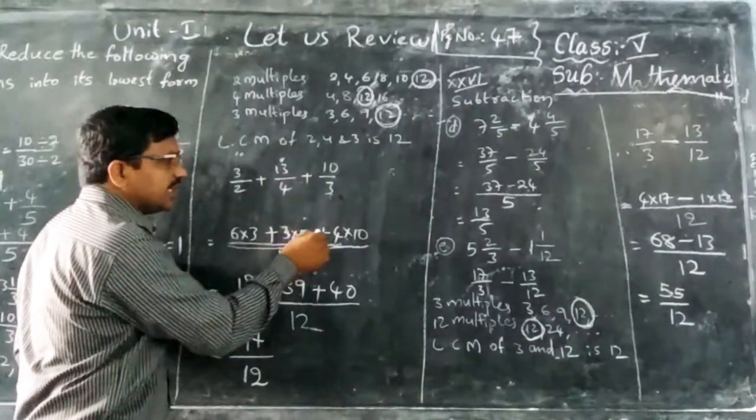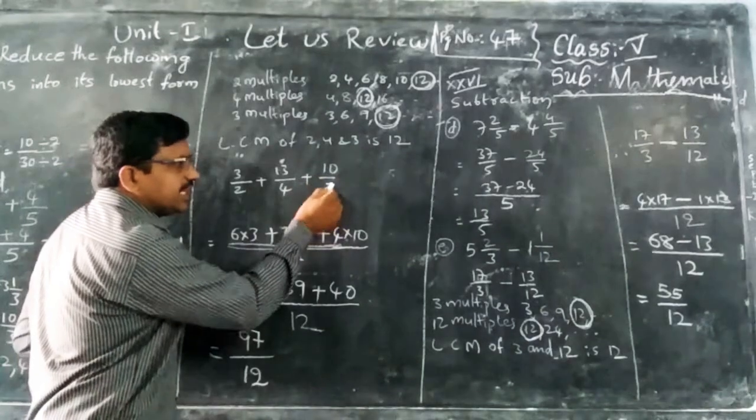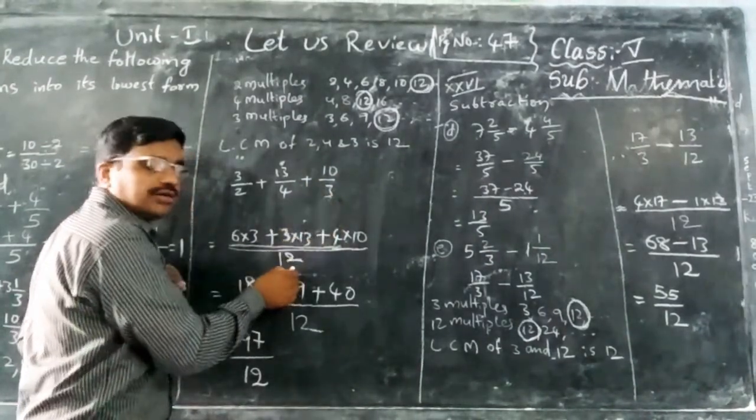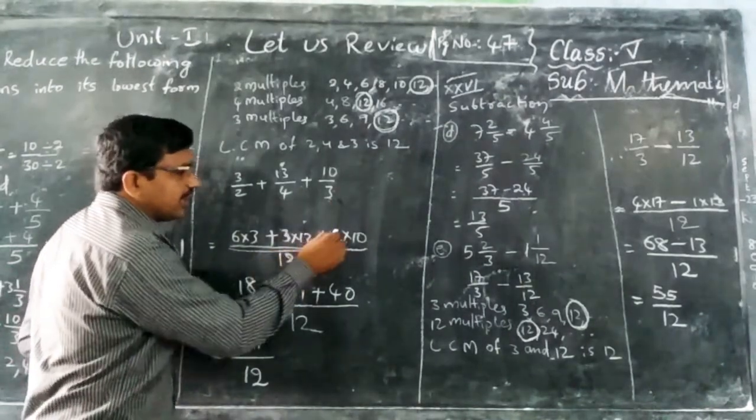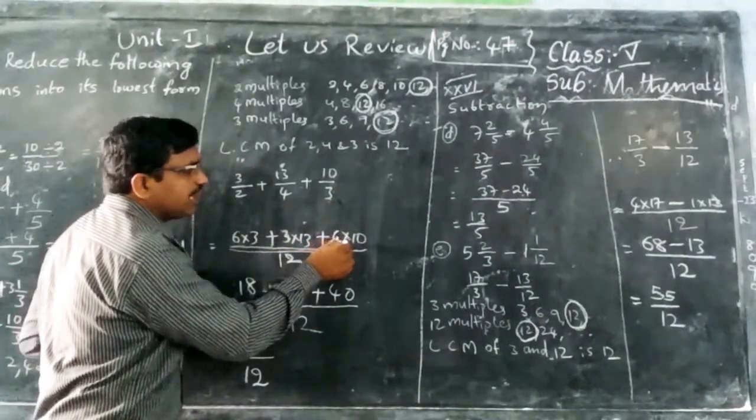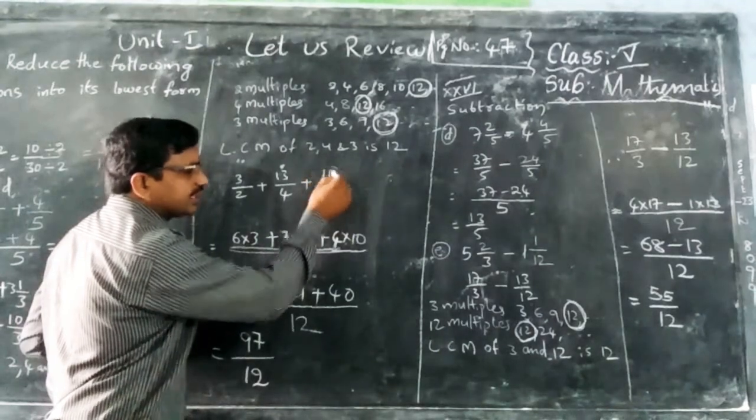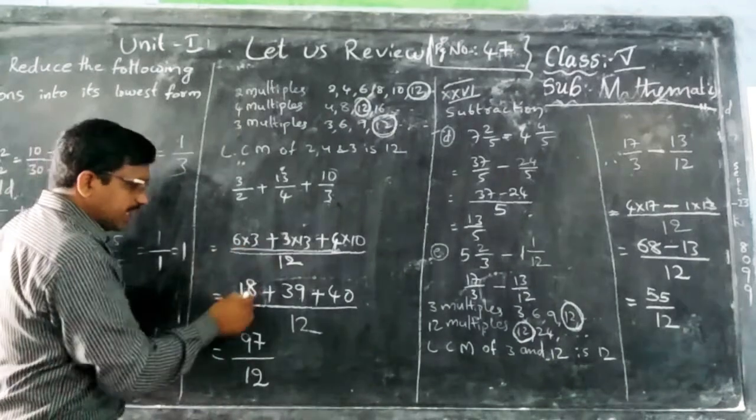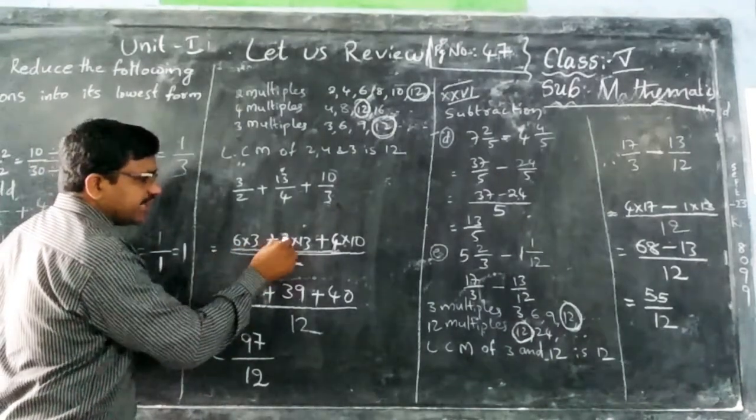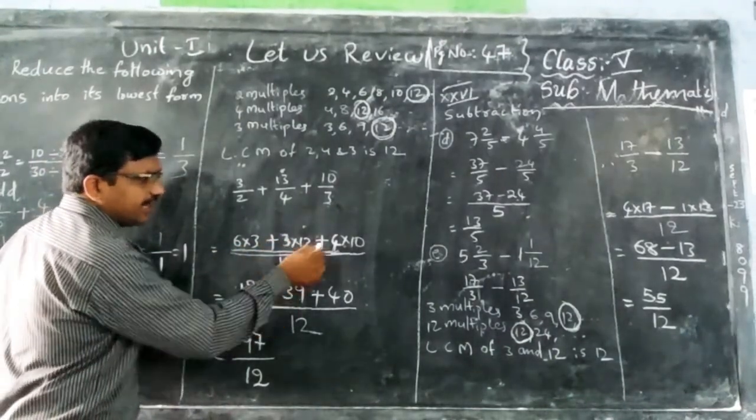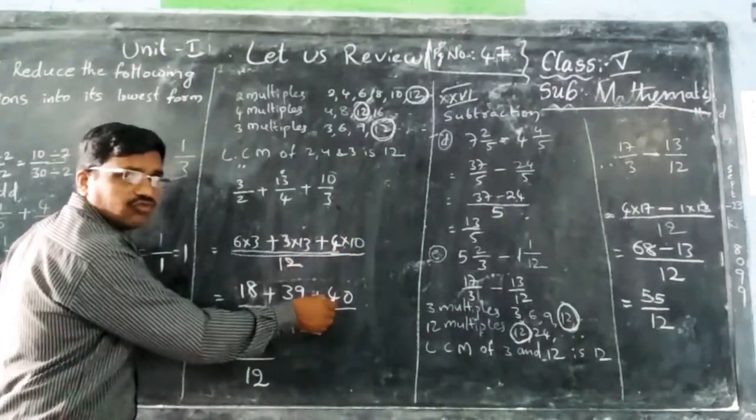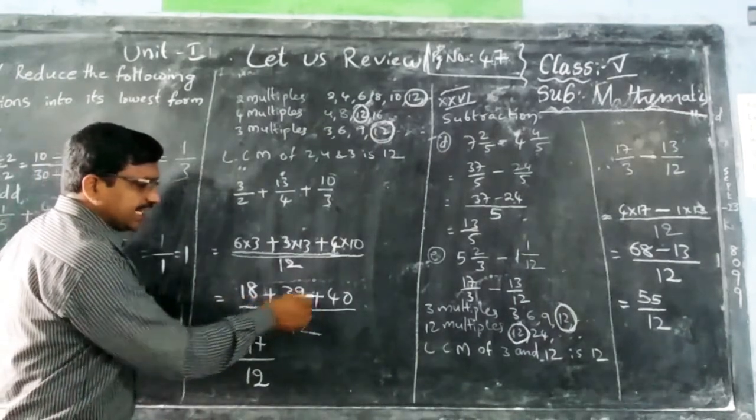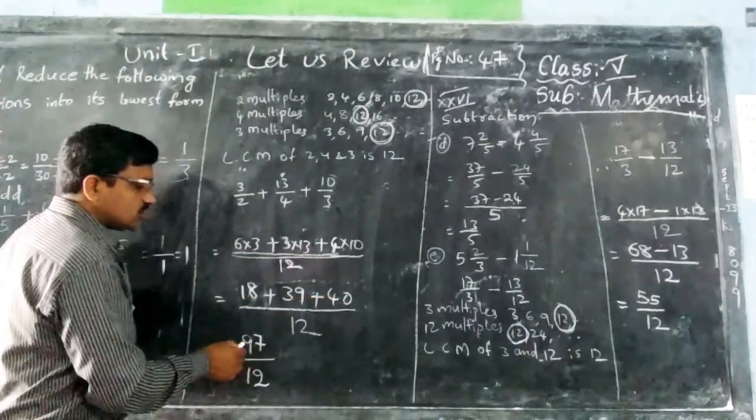3 into 13 plus, here 10 by 3, denominator is 3. What is the multiple of 3 to get 12? 3 fours are 12. 4 right here, 4 into numerator, numerator is 10. 4 into 10. Now 6 into 3, 18, plus 3 into 13, 39, plus 4 into 10, 40, by 12. 18 plus 39 plus 40 is 97 by 12.